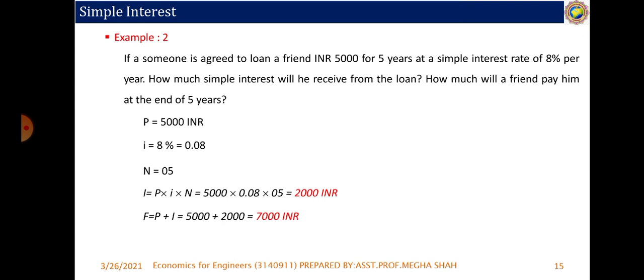In the same way, this is our second example. So what is our second example? If someone agreed to loan a friend 5000 rupees for 5 years at the simple interest rate of 8% per year, how much simple interest will he receive from the loan? How much will the friend pay him at the end of 5 years?